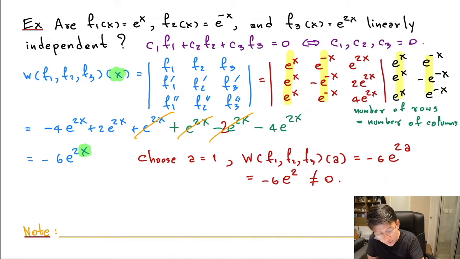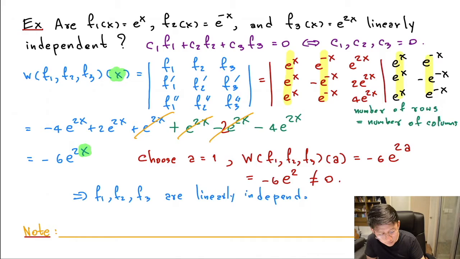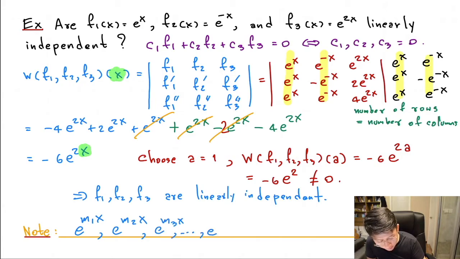So we can conclude that these f1, f2 and f3 are linearly independent. Okay, they are linearly independent. Well, note if you have e to the m1x, e to the m2x, e to the m3x, and so on, until e to the mkx, where m1, m2, let's say it like this, m1 is not m2, is not m3. Okay, let's say that they are all different.